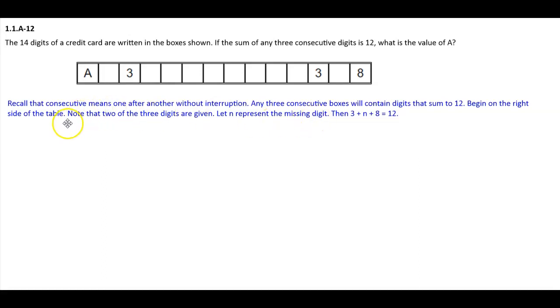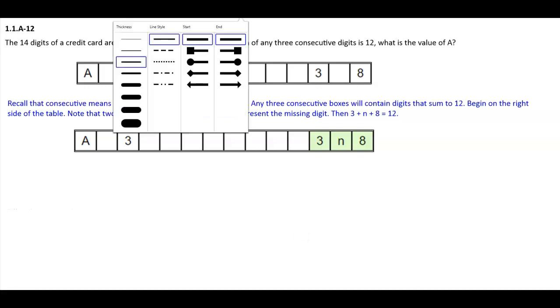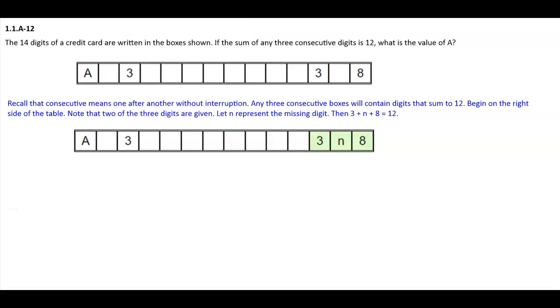Begin on the right side of the table here. Note that two of the three digits are given. We're going to let n represent the missing digit. So then 3 plus n plus 8 equals 12. And so what we want to do is find the missing digit. In order to do that, we would solve for n by setting it up as an equation.